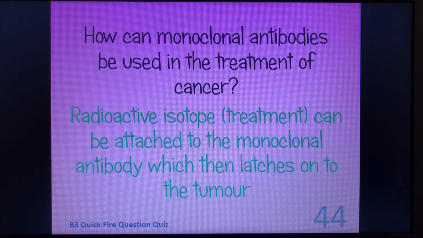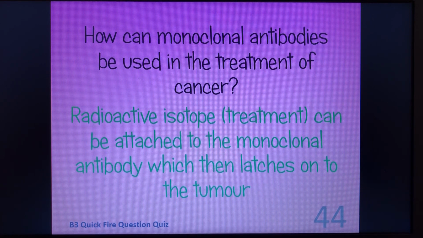And the answer is radioactive isotope, okay, that's the treatment, can be attached to one end of the monoclonal antibody. And then that monoclonal antibody latches onto the tumour, so it goes through the blood. When it gets to the tumour, it latches on. It keeps that radioactive isotope close to the tumour, so it's attacking just the tumour. That means we use less of it, it means the side effects are less. It's a much more effective way of getting the treatment, that isotope, to the tumour to attack it in a local format.